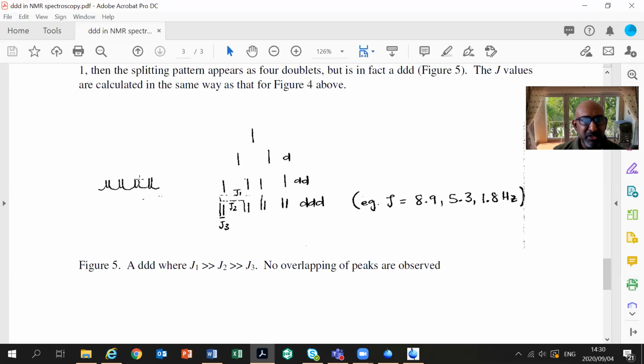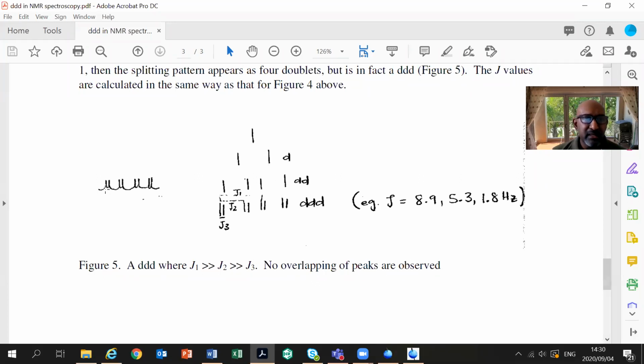So all I'm doing is shifting to the nearest line and shifting to the nearest line. So I can take the second line here and look at the sixth line, and I can take the distance between the second line and the sixth line, or the first line and the fifth line, and get this big coupling constant here. Right, so I've got three coupling constants.